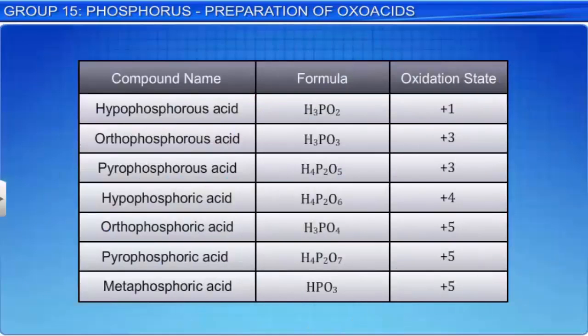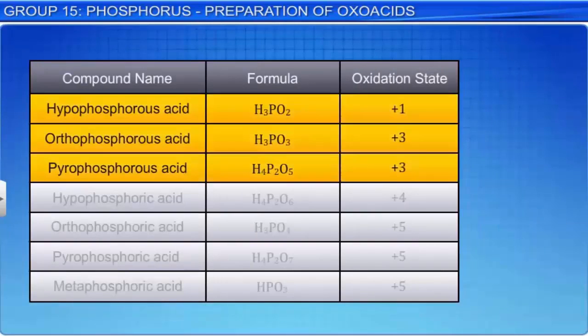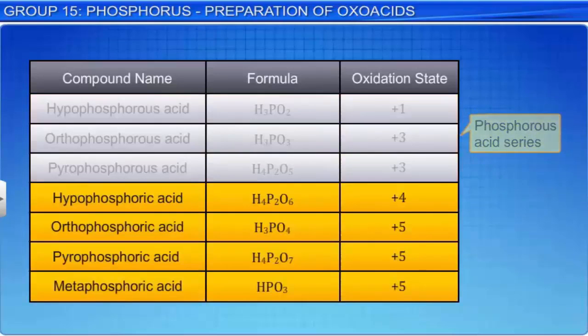The table here lists the formula and oxidation state of each of these oxoacids. Phosphorus usually exhibits an oxidation state of either +3 or +5 in its oxoacids. Note that the oxidation state of phosphorus in hypophosphorus acid is +1, while it is +4 in hypophosphoric acid. The oxoacids in which phosphorus exhibits lower oxidation state of +1 or +3 constitute the phosphorus acid series, while the ones in which phosphorus exhibits higher oxidation states of +4 or +5 constitute the phosphoric acid series.